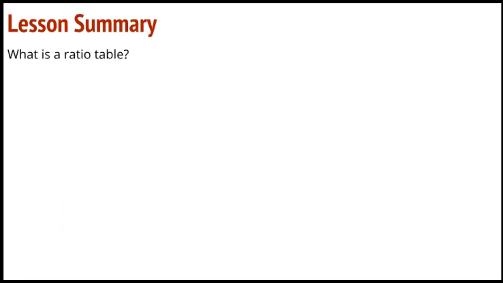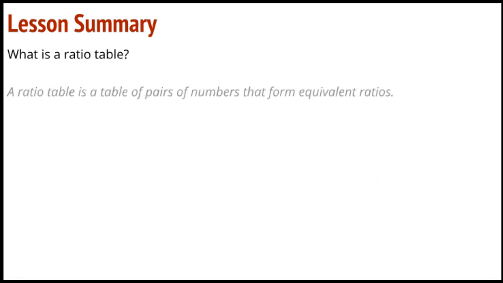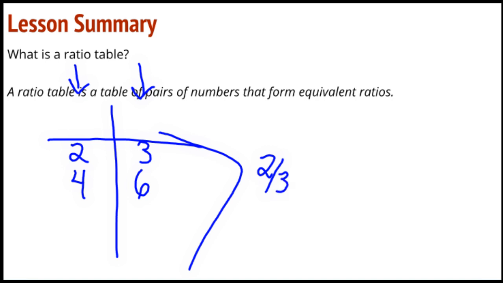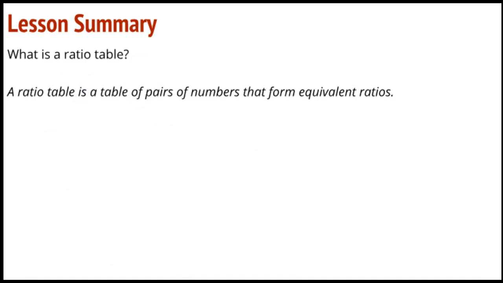All right, so what's a ratio table? A ratio table is a table of pairs of numbers that form equivalent ratios. So it's a table, and we have pairs of numbers, and those pairs of numbers are all equivalent. They all have the same value. Keep hitting that over and over again. I hope it's getting drilled deep into your brain.